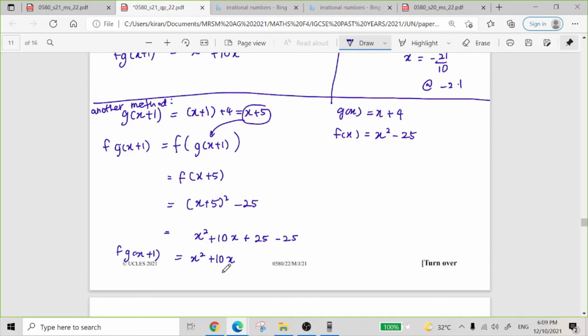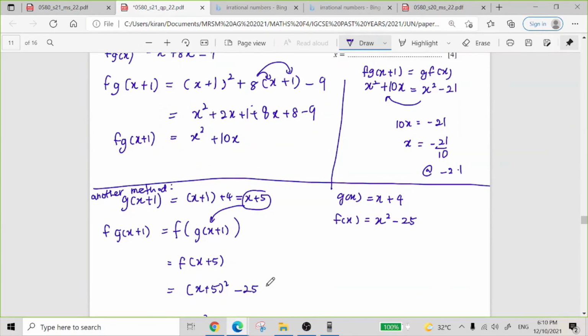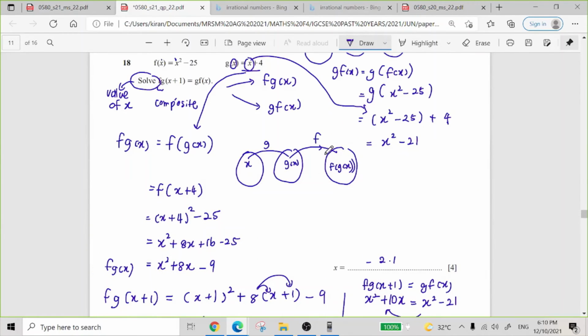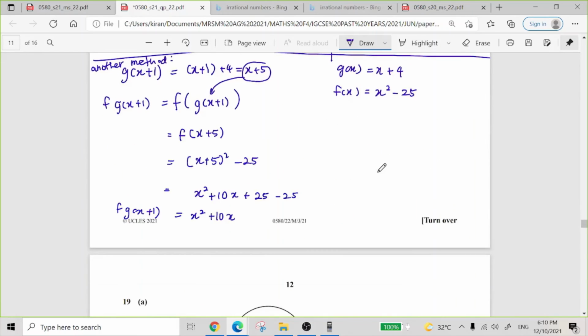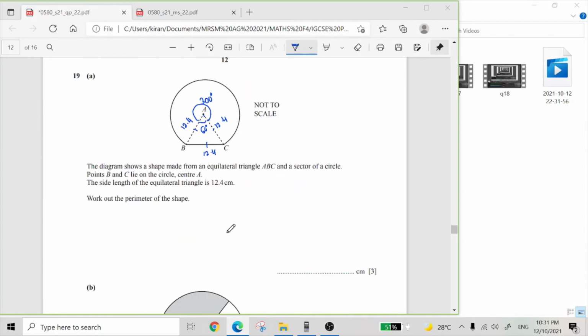Okay, so kita dah dapat lah x square plus 10x. So you just equate dengan composite function g of x. Okay, that one is question number 18, 18a.